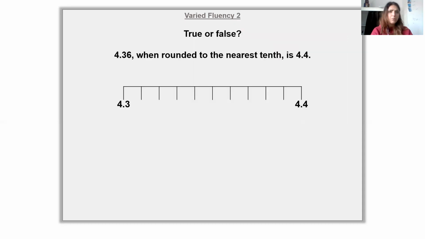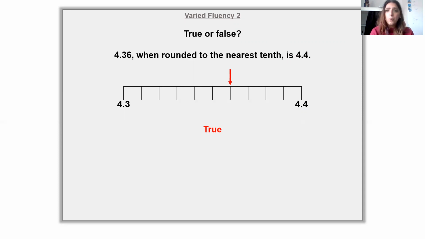Now, true or false? 4.36, when rounded to the nearest tenth, is 4.4. Do you think this is correct? Let's see if you have a thumbs up or a thumbs down. If you need to work this out, I'll give you a couple of seconds or pause the video. You're right, it's absolutely true. So 4.36 when rounded to the nearest tenth is 4.4.